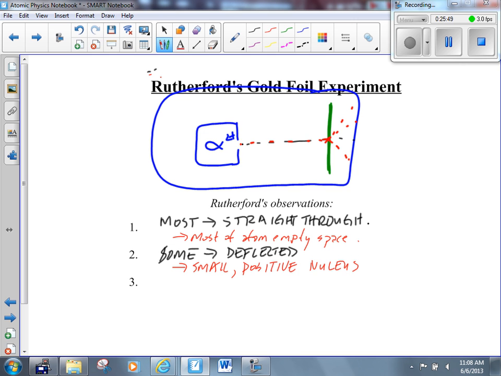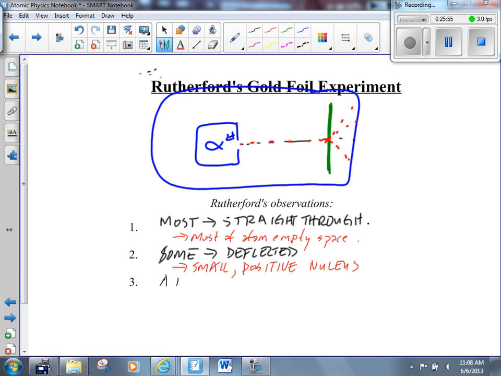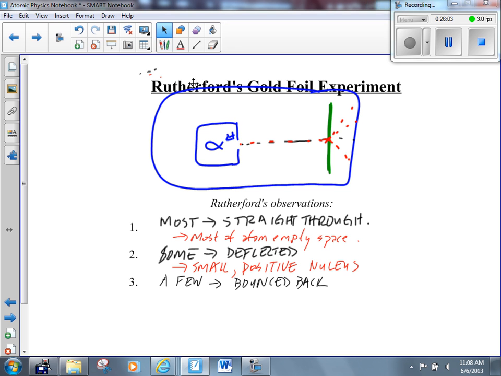The third observation that was made by Rutherford and his assistants was that a few of these alpha particles bounced back. They bounced back like this. Maybe straight back, maybe they bounced back at an angle. Few of them bounced back. What did that tell them?